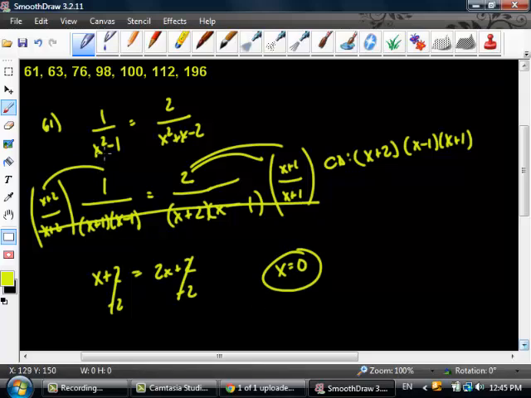Is it possible for x to equal 0? Because we can't have 0 in the denominator, right? What happens if we have 0 in the denominator? I start calling you Scott. All right, so 0 squared minus 1, I get negative 1, and then I get negative 2. I'm good. x can equal 0.